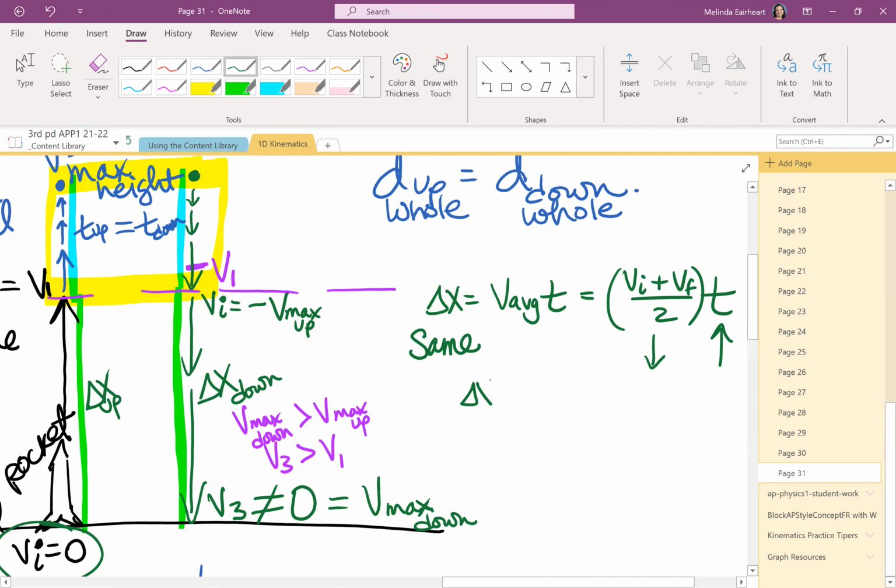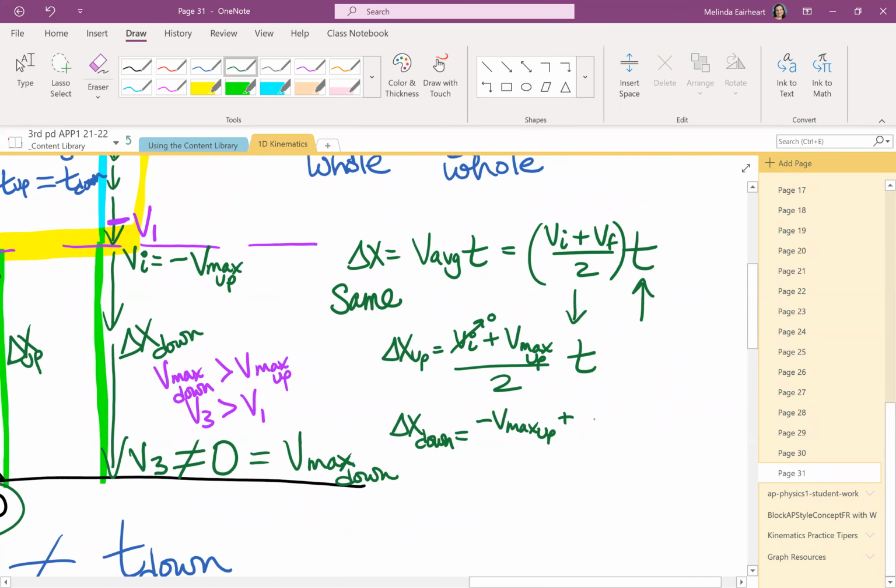And so on the way up, if we look at initial velocity was 0 plus V max up, whatever it is, right? And then the displacement down would equal initial, but wait, that's not 0. That was equal to a negative V max up, same magnitude though, plus you'll have a negative of some number bigger. So if you want to make up some numbers, that would be a bigger value than the other. Now the signs mean they're still going to add, right?